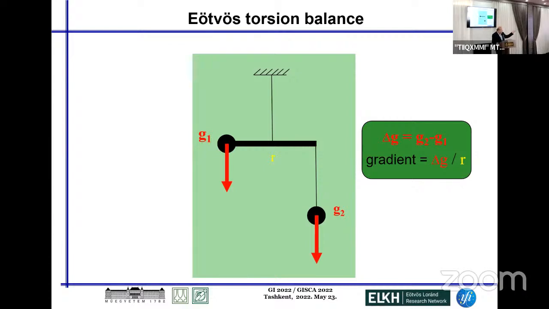And knowing the gravity difference at the two test masses and the length of the rod, we can get the gradient that can be observed with such a very simple mechanical instrument. We can say it's a simple instrument because anything which is based on mechanics is simple. On the other hand, believe me, if you want to derive the corresponding equations, to understand how from such a simple instrument we can get an understanding of the gradient, then you will understand that it's difficult.